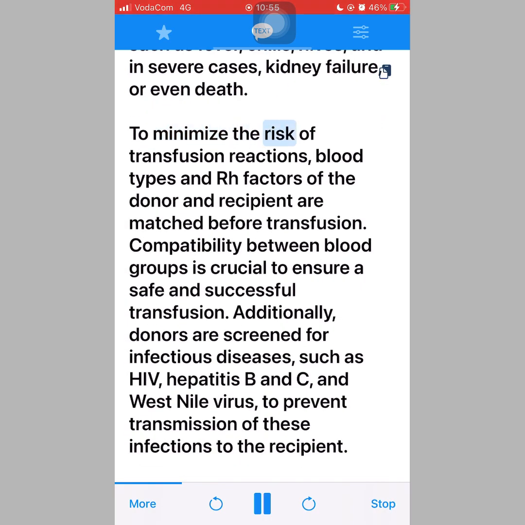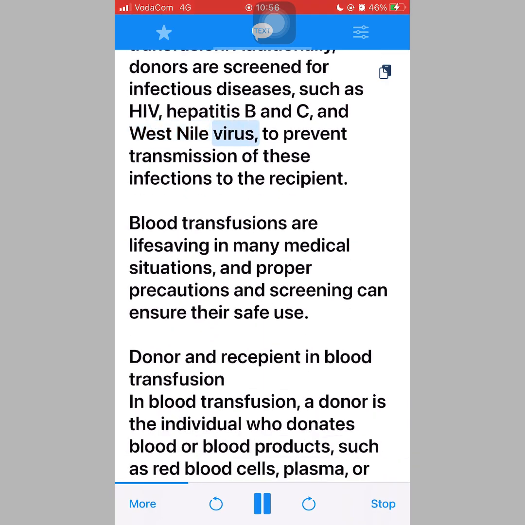To minimize the risk of transfusion reactions, blood types and RH factors of the donor and recipient are matched before transfusion. Compatibility between blood groups is crucial to ensure a safe and successful transfusion. Additionally, donors are screened for infectious diseases, such as HIV, hepatitis B and C, and West Nile virus, to prevent transmission of these infections to the recipient. Blood transfusions are life-saving in many medical situations, and proper precautions and screening can ensure their safe use.